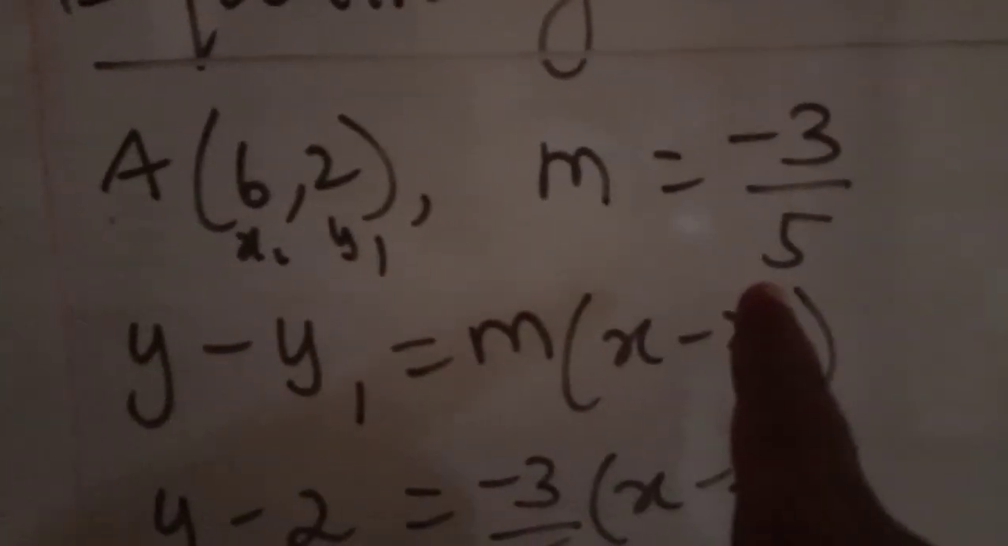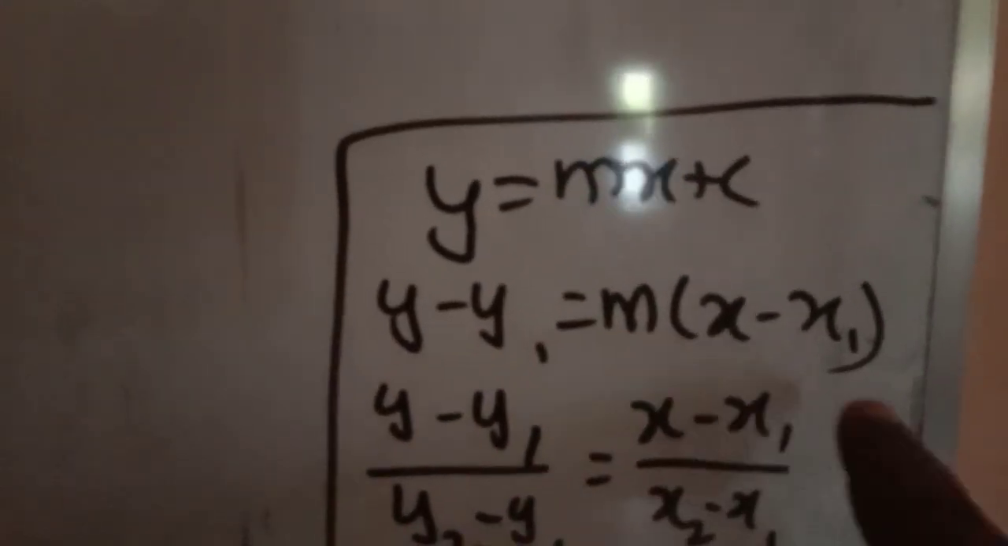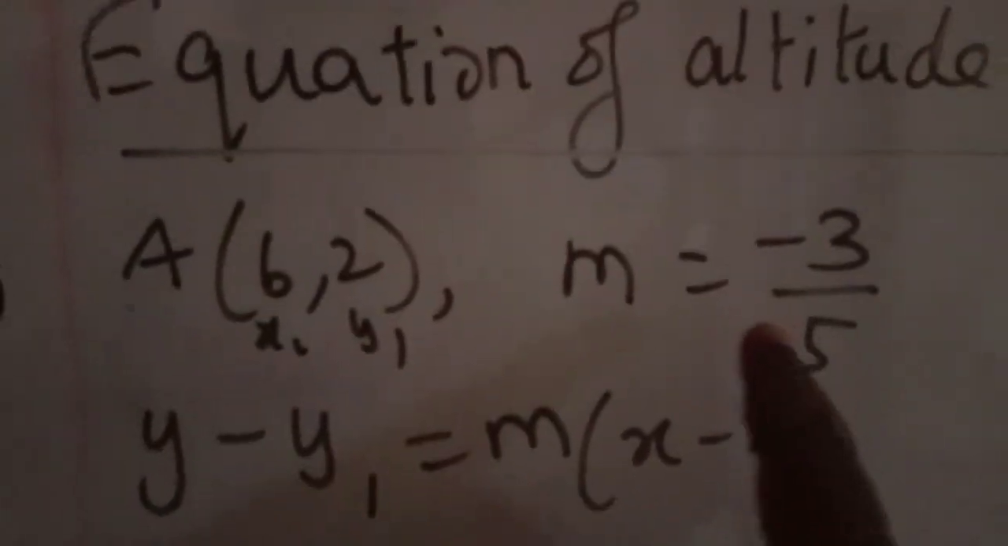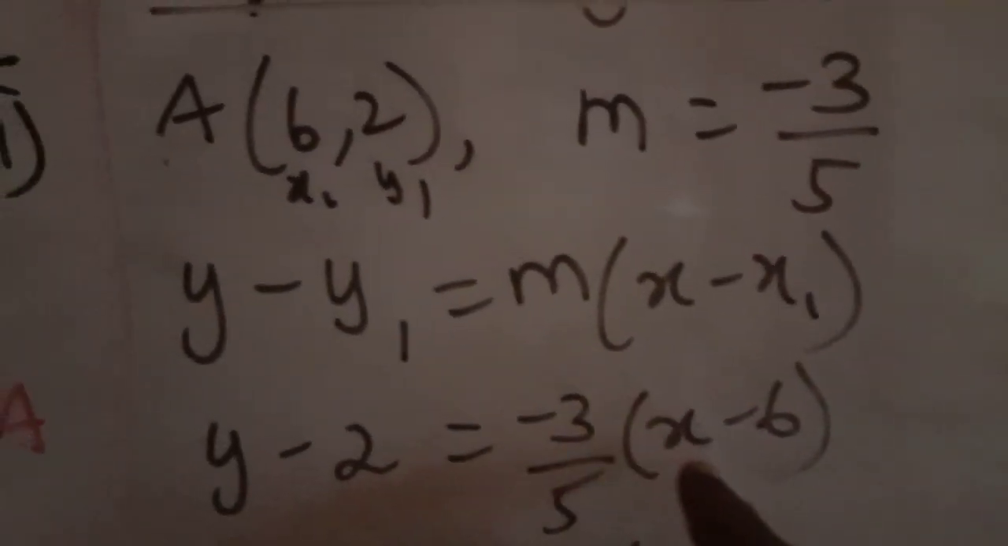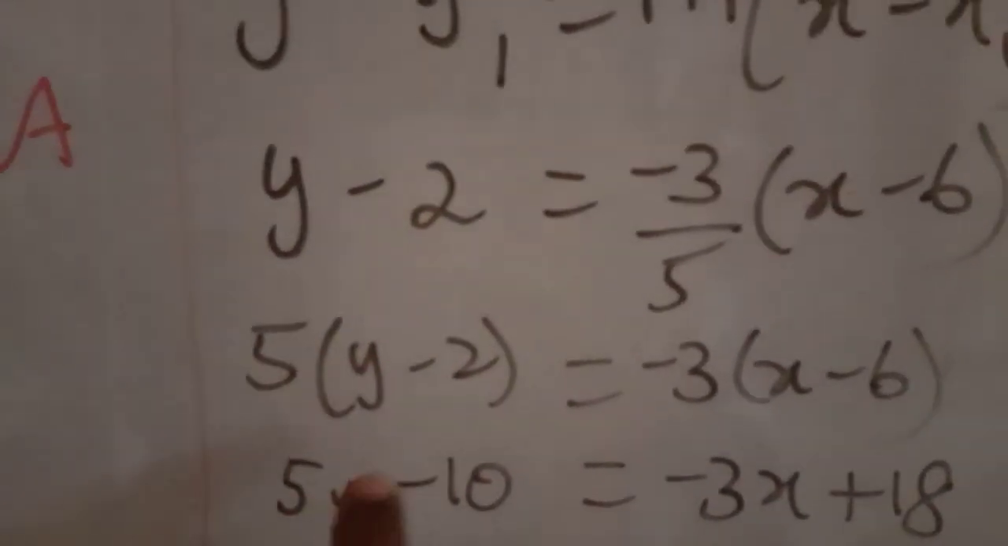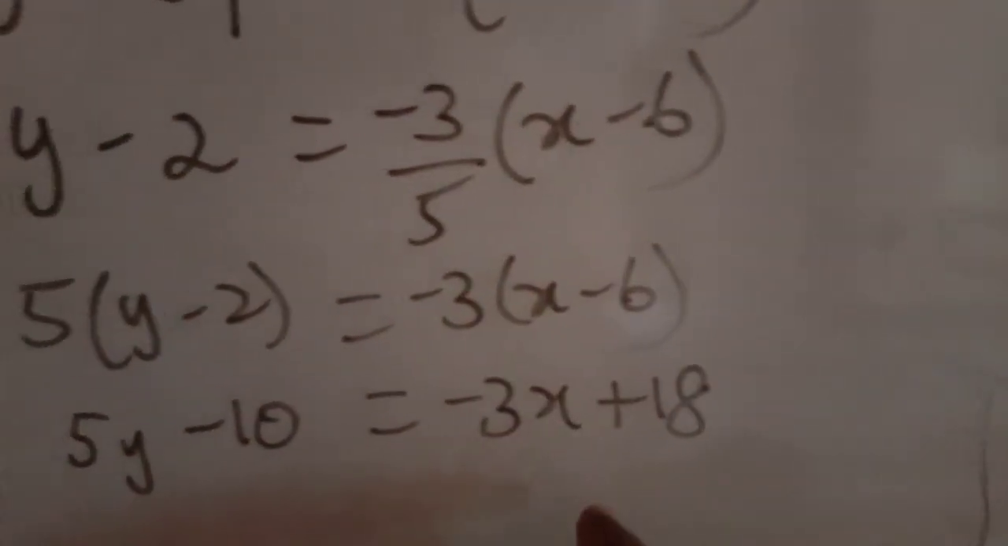If one point and the slope are given, the equation is the second one, y minus y1 equal to m into x minus x1. Substitute y1 as 2: y minus 2 is equal to the m value, minus 3 by 5, into x minus 6. Now cross multiply: 5 into y minus 2 equal to minus 3 into x minus 6. Multiply 5 inside the bracket. 5y minus 10 is equal to minus 3x plus 18.